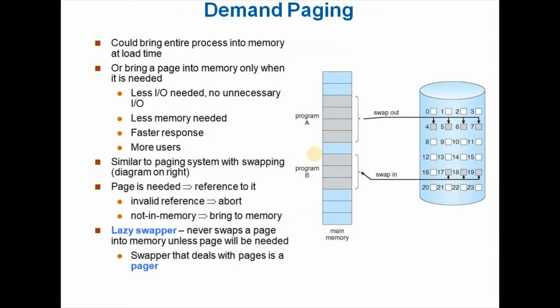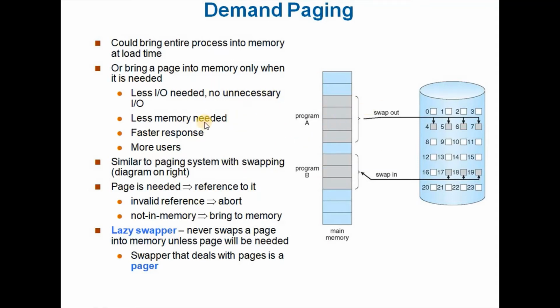Then the first case is demand paging. We could bring the entire process into memory at load time. Demand paging actually means that whenever the CPU requests a page, only that particular page is loaded from the secondary or backing store to the primary memory. So, bringing a page into memory only when it is needed, that is specific.